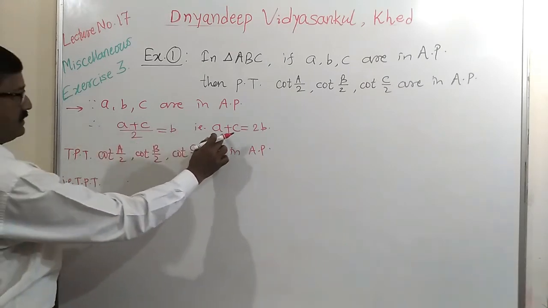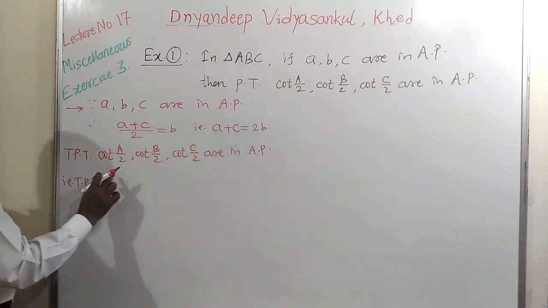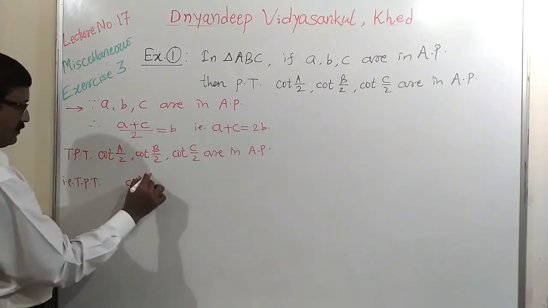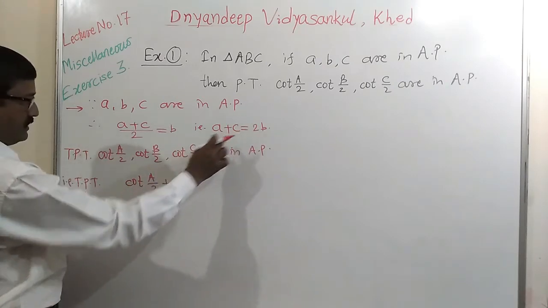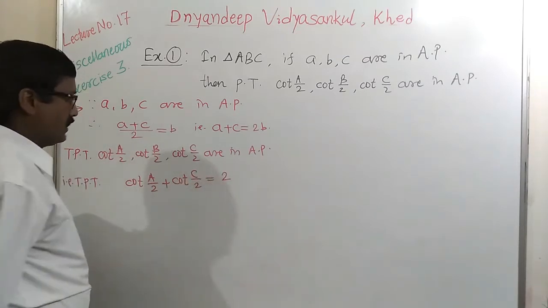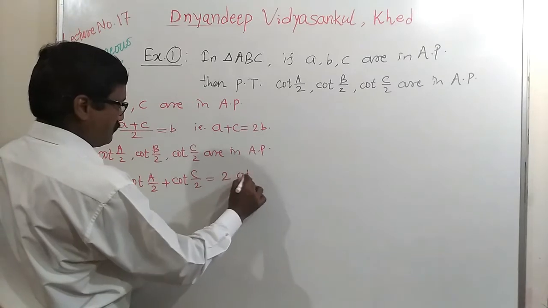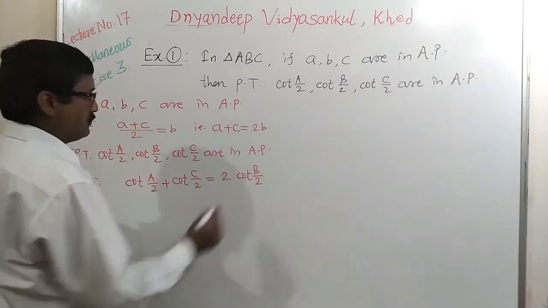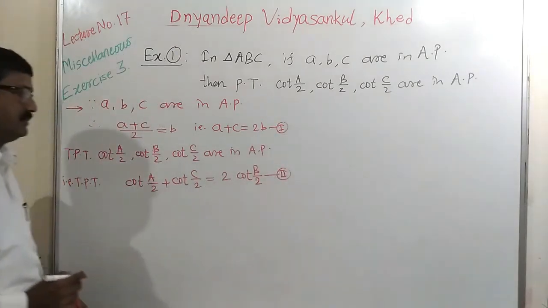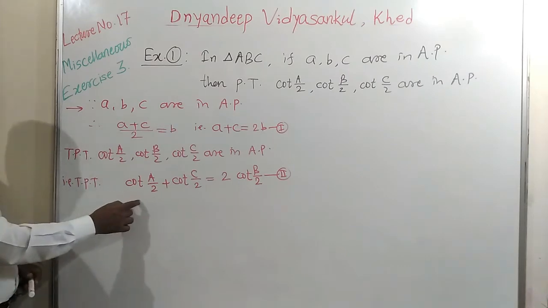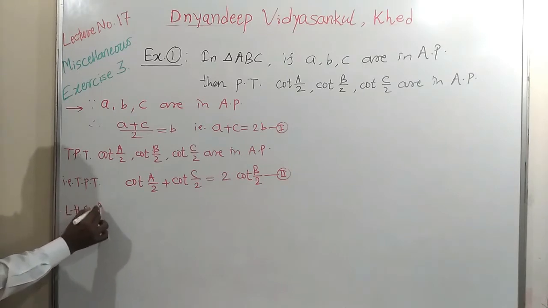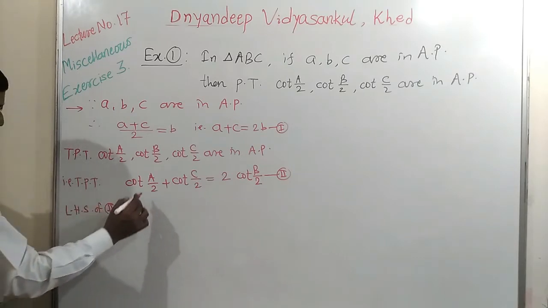In a similar way, let us write the similar result in this form. That is to prove that cot A by 2 plus cot C by 2 is equal to 2 times cot B by 2. That we have to prove. This is our first given result and we have to prove this second one. So let us start with the LHS of this second result.